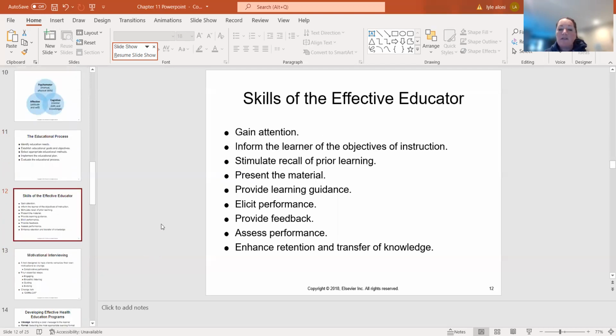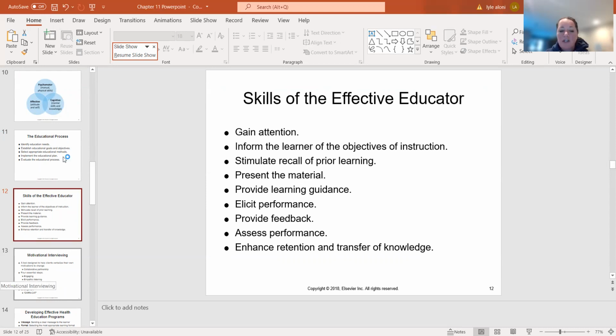Some skills of an effective educator: we're going to make sure we're getting the attention of our audience and informing the learner of what we are going to learn. So you start and say, today, what I'm going to go over with you is X, Y, and Z. And then we stimulate recall of prior learning. So tell me what you know about. Then we present the material and we provide guidance. We ask for their feedback. And we assess performance. A big thing in your textbook is the teach-back method. That's when you teach somebody a skill or an idea, and then you have them teach it back to you. So it's a really good way to see if they have understood the concepts.